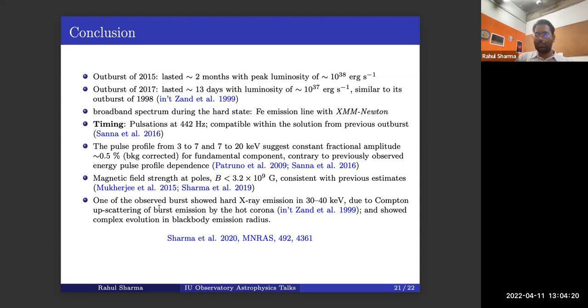Other than that, we have detected two X-ray bursts in this source, where the second burst showed hard X-ray emission, where the emission is detected in the 30 to 40 keV band also. This emission is actually coming from the upscattering of the soft photons coming from the burst. They get upscattered because of Compton upscattering from the hot corona that is present in this source. That hot corona has a temperature above 15 keV, so it can upscatter those soft photons to even higher energies. And the same burst also showed a complex evolution in the black body emission radius. This work has been published in this paper.